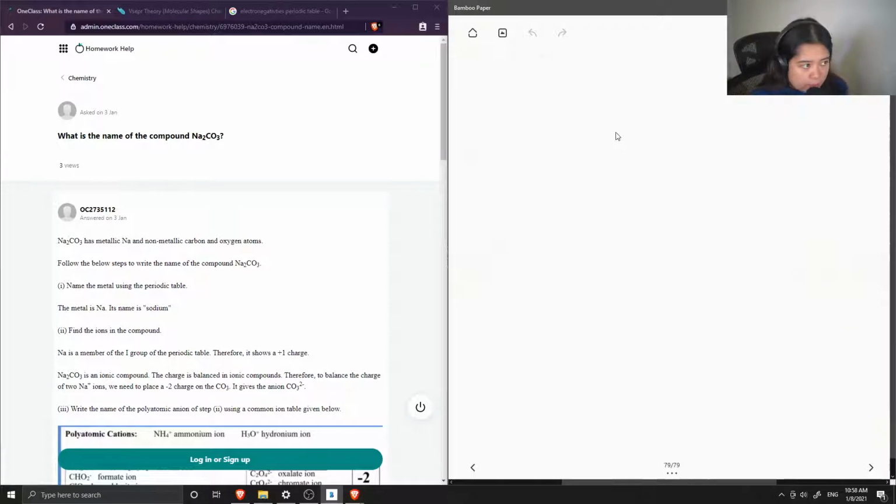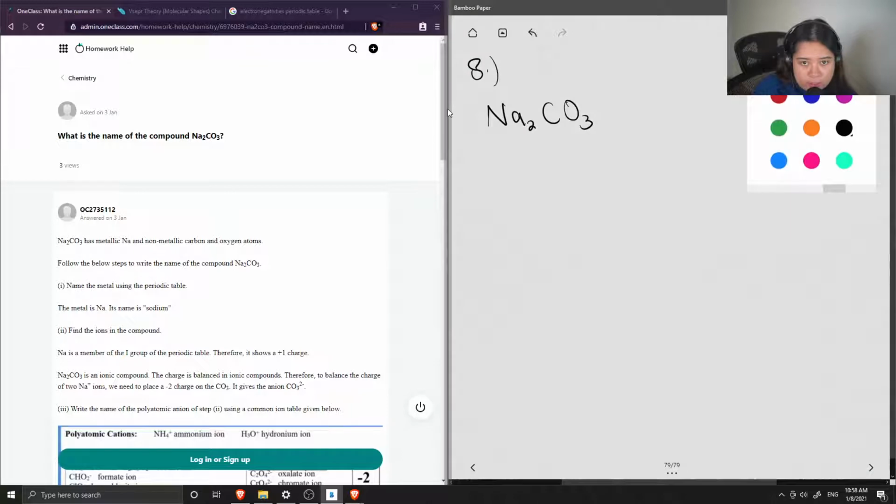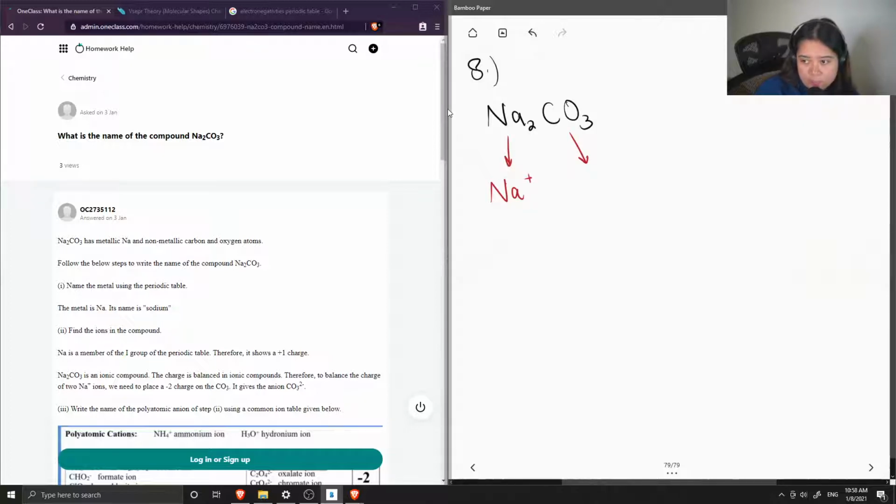Okay, so question number 8. What is the name of the compound Na2CO3? Okay, so let's break it apart into its separate ions. Na is the sodium ion, and CO3 is a polyatomic ion known as carbonate, CO3 2-.